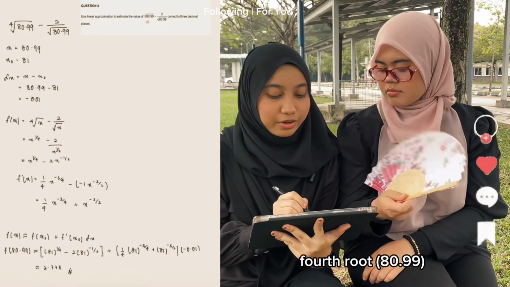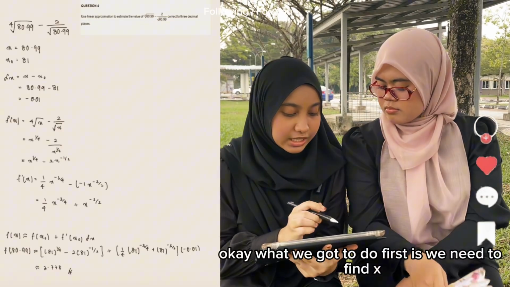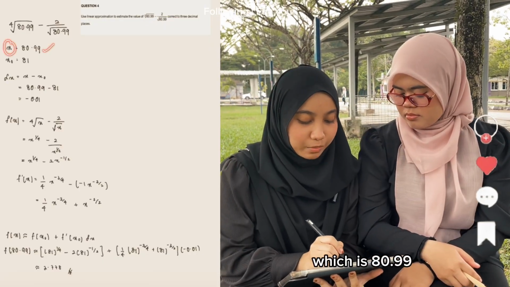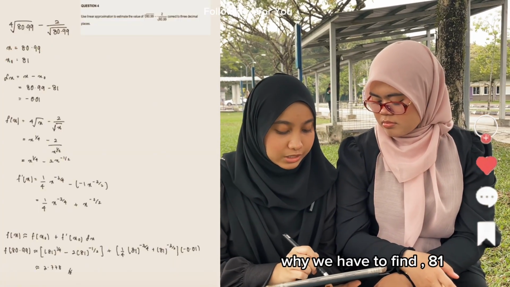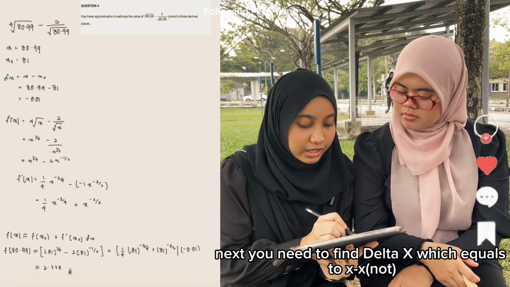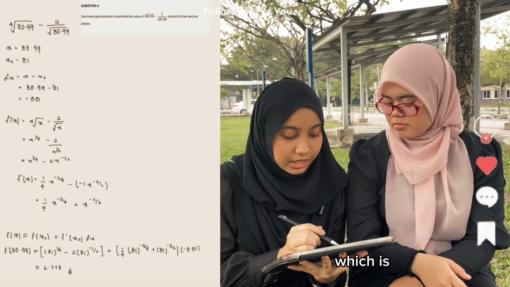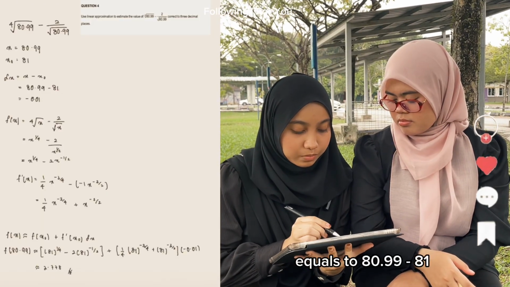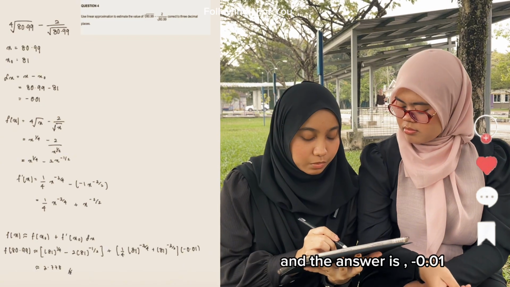The fourth root of 80.99 minus 2 over square root of 80.99. What we're going to do first is find x, which is 80.99, and x naught is 81. Why do we use 81? Because it's near to 80.99. Next, we need to find delta x, which equals x minus x naught, which is 80.99 minus 81. And the answer is minus 0.01.